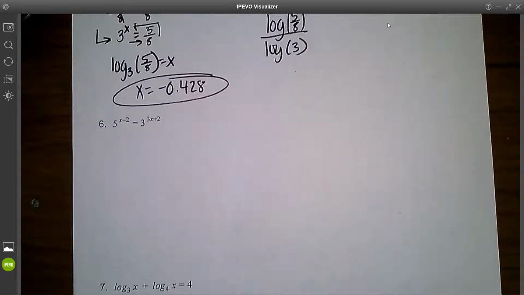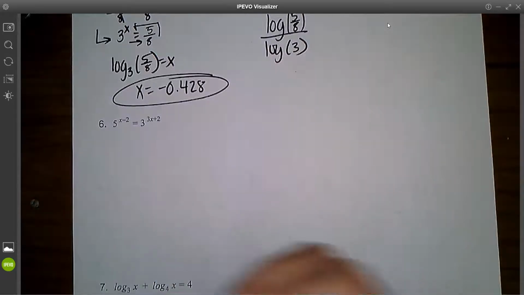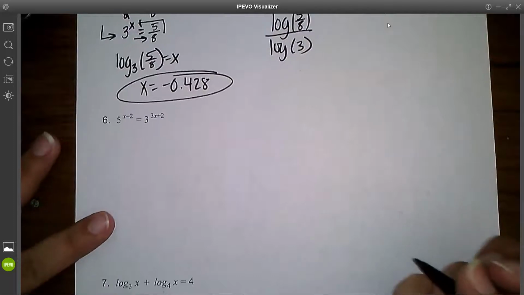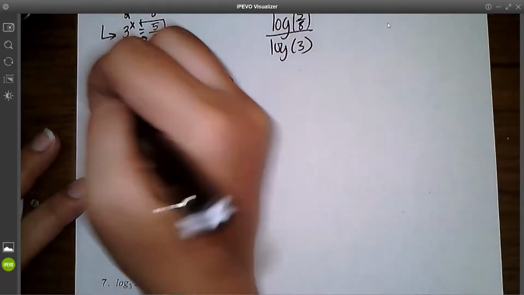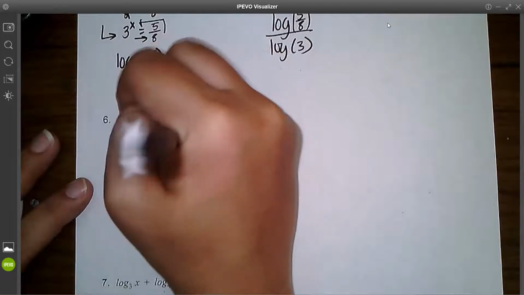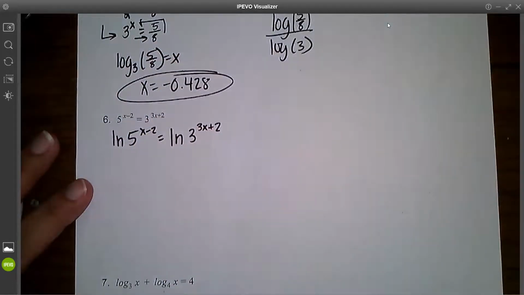This one's a little more tough because we have 2 different bases here. So even if we got them on the same side, we couldn't combine them. We can't cancel out because we have a base 5 and a base 3. So these exponents are not equal to each other. When you have something weird like this, I like to take the natural log of both sides, and I'll show you why this is cool. So I'm taking the natural log of 5 to the x minus 2, just of both sides. As long as you do it to both sides, it doesn't change your equation.